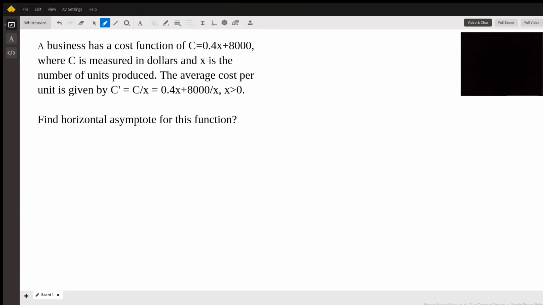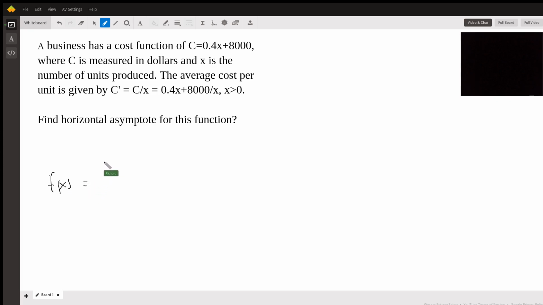This has to do with horizontal asymptotes, and this topic is something that you would normally encounter in Algebra 2. We're interested in this function. They're calling it C prime. I just find that a little confusing, so I'm going to give it a different name. We'll call it f of x, not very creative.